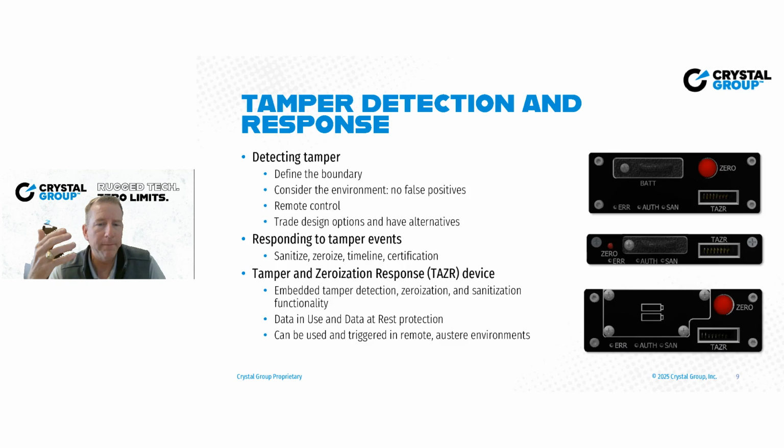And I mentioned here in the slide false positive. For example, you can have vibration sensors in your box. You probably don't want those on an autonomous vehicle because as soon as you hit a bump and it detects a tamper event, it zeroizes, sanitizes your box, and now you got a brick. The last thing you're going to want to consider is whether you need remote control, whether that's remote notification or actually the ability to sanitize and zeroize from remote. All of those things you take into account, you trade the design options, ensure that you've got some alternatives.